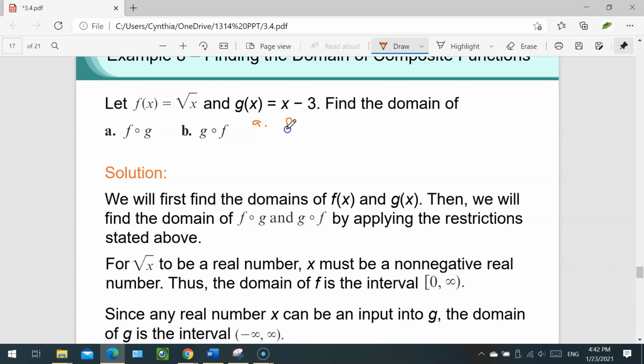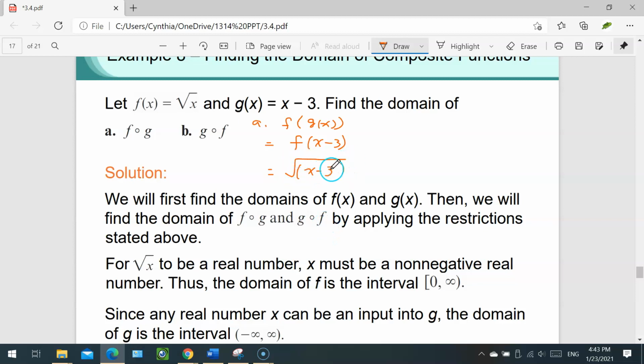A, f compose g, so that would be f of g of x. Now we start from the g of x. g of x is x minus 3. And you still have the f function outside. Now look at the f function, it's the square root of x. So I write down the square root sign. The x is a blank, right? Now I just replace the blank with x minus 3.